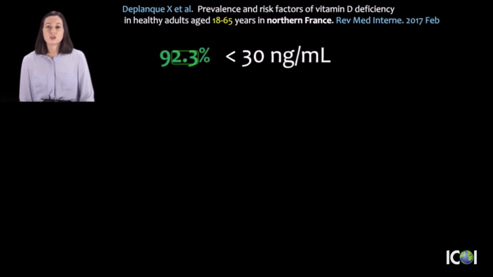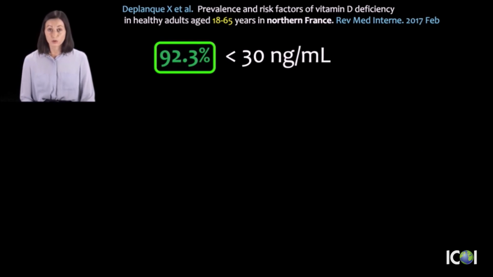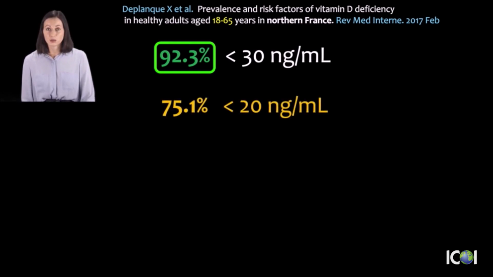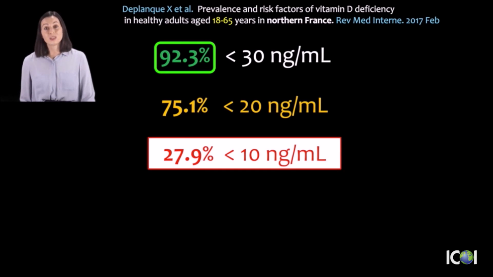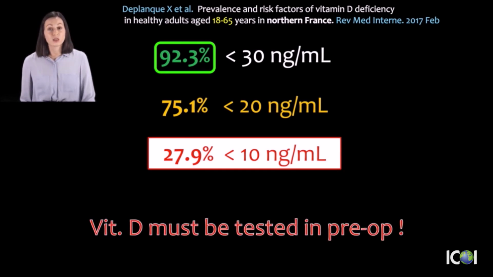In this study, they analyzed a healthy population from 18 to 65 years old, and actually more than 90% of them were deficient in vitamin D. Three quarters were under 20 and almost 30% were in vitamin D deficiency. And this is why we have to test the vitamin D pre-op before the surgery.